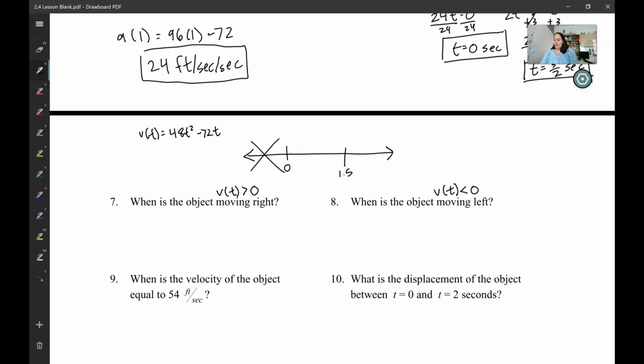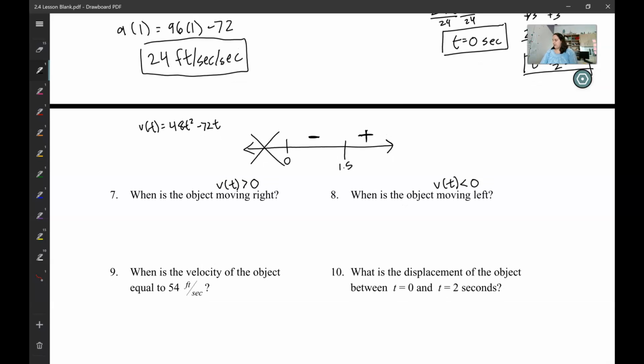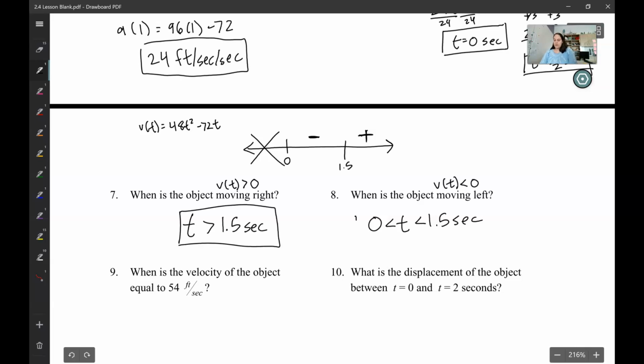So let's plug 1 in. So 48 times 1 squared minus 72 times 1. That's going to be a negative. And then let's plug 2 in. 48 times 2 squared minus 72 times 2. That's going to be a positive. So it's moving left from 0 to 1.5 seconds. And it's moving right when it's greater than 1.5 seconds. So a sign line is a really quick, fast way to answer both those questions in one.